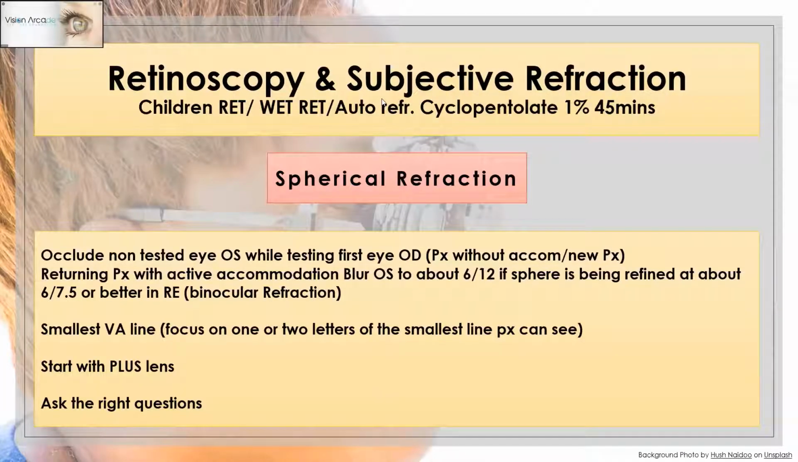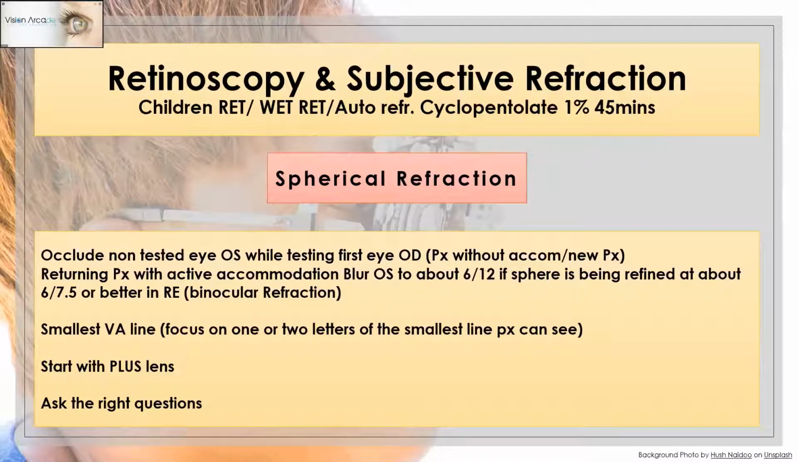So we'll get into retinoscopy and subjective refraction. When it comes to kids, people who have a challenge making decisions, or people who don't speak, I just go for retinoscopy. If there's a fluctuation in accommodation, cyclopentolate does it for kids. Wait 45 minutes after the drops, and then do your retinoscopy or auto-refraction.